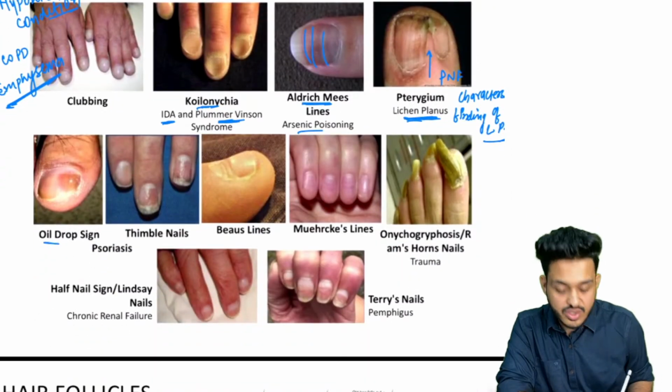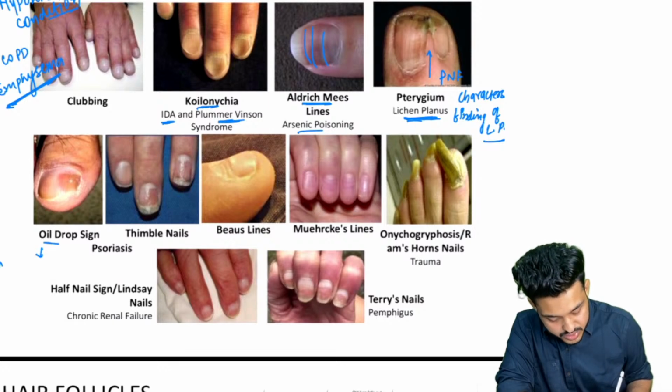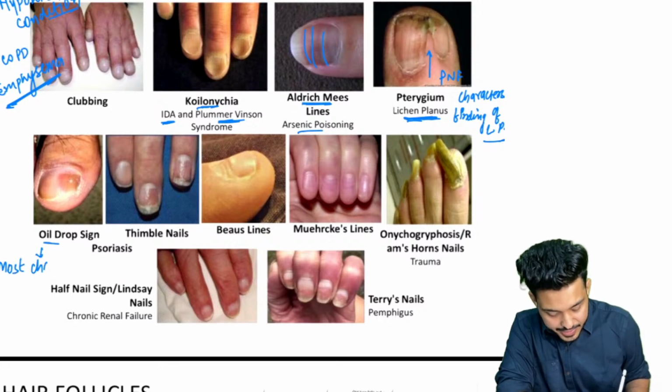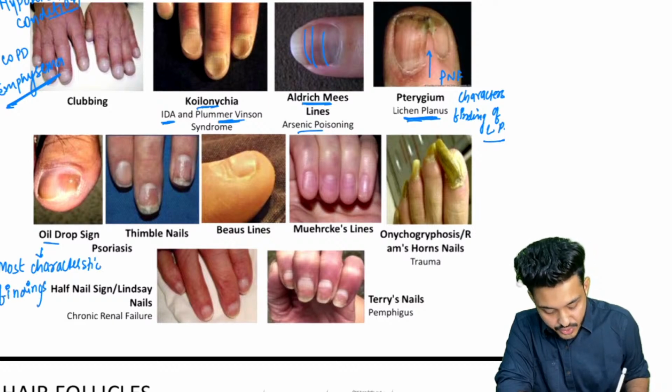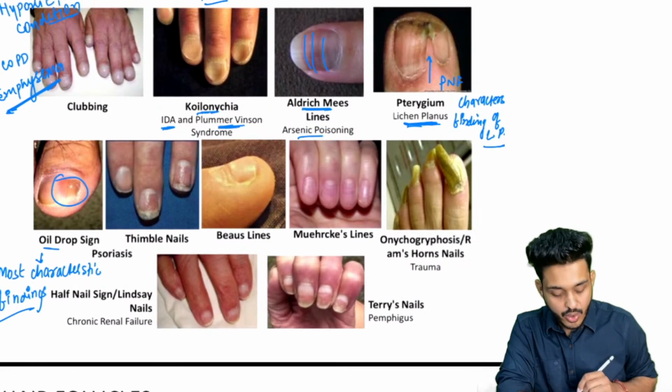Okay, this one is your oil drop sign. Oil drop sign is the most characteristic finding of psoriasis. These are all questions, guys. Most characteristic finding of psoriasis: the answer would be oil drop sign.